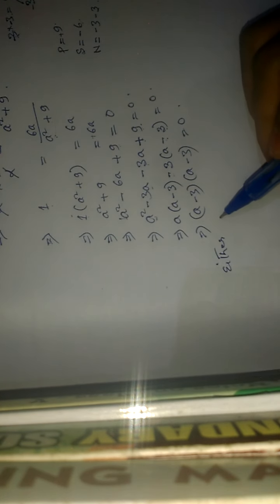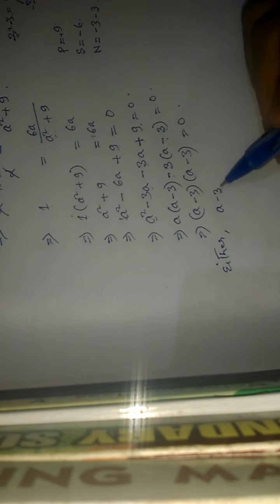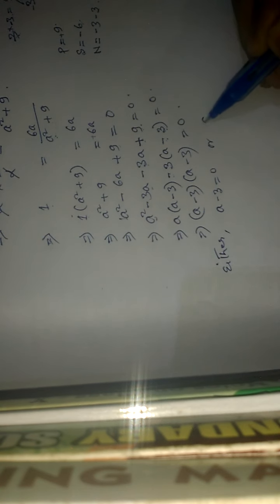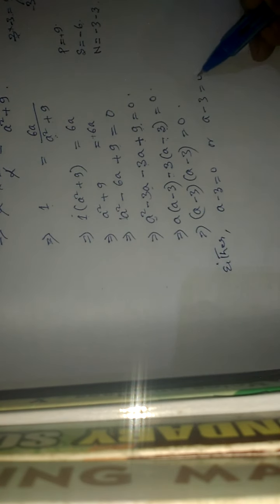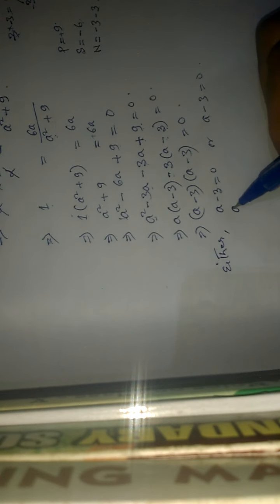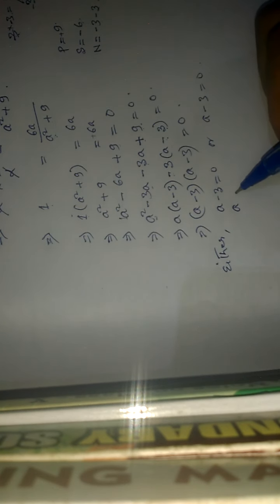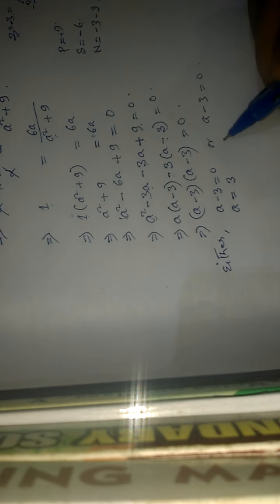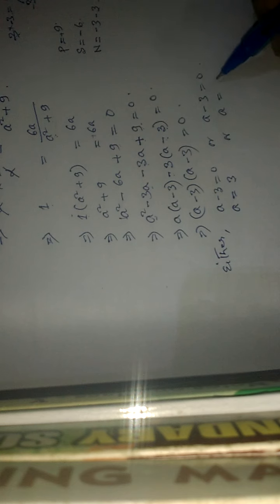So a value will be either a minus 3 equal to 0 or a minus 3 equal to 0. Then if we shift this minus 3 to the right side of equal to, this negative sign will change to positive, or here also a equal to 3. Okay, see, hence we can conclude here, hence a is equal to 3.